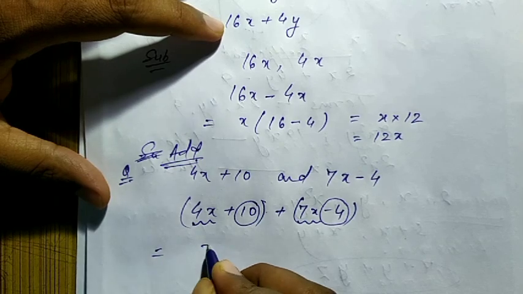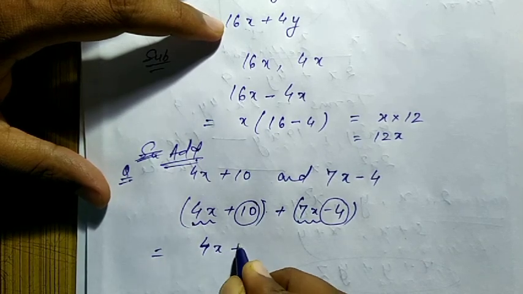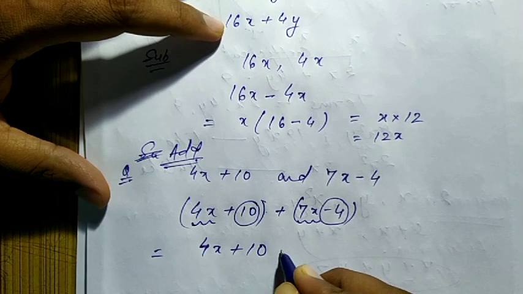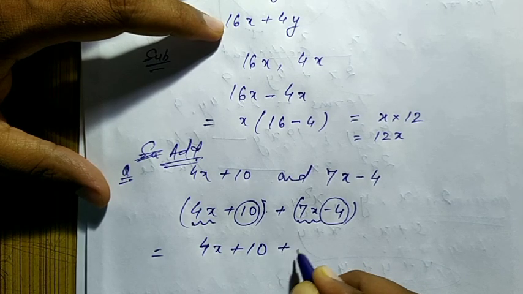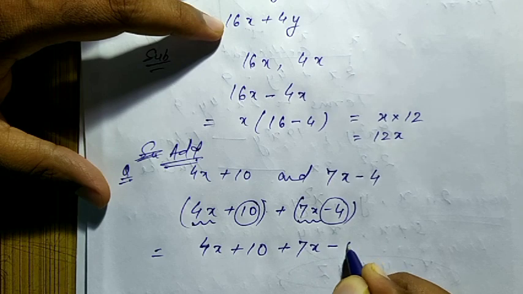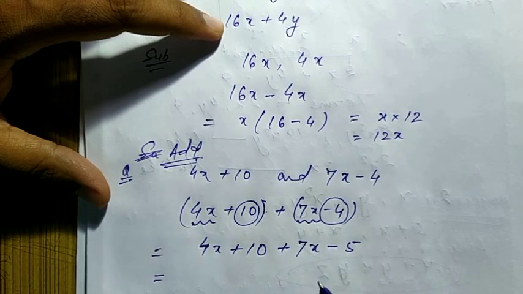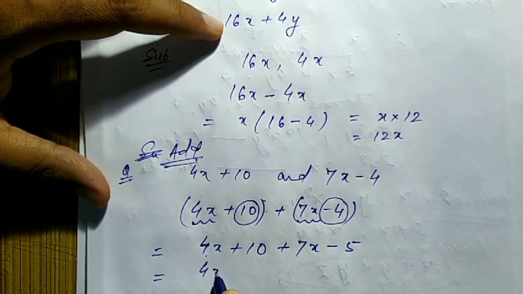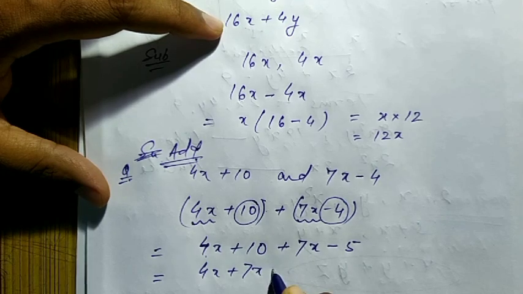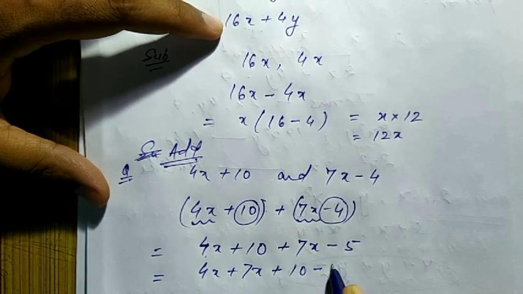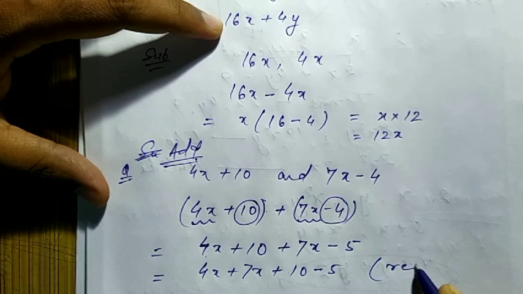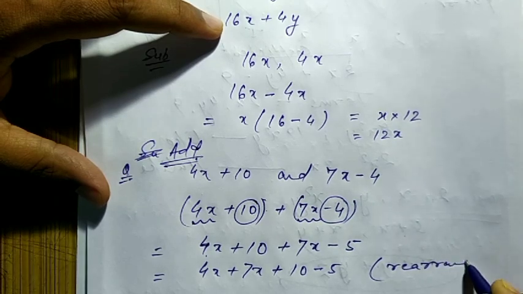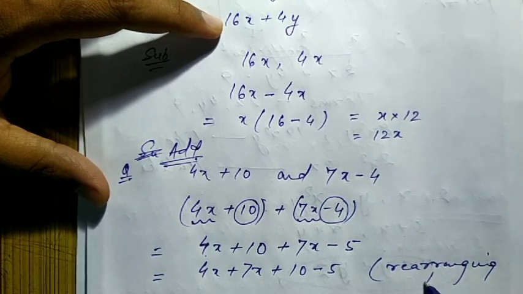So 4x plus 10 plus 7x minus 5. Rearrange like terms on one side and unlike terms on the other side, like 4x plus 7x plus 10 minus 5. You can write, rearranging the terms.